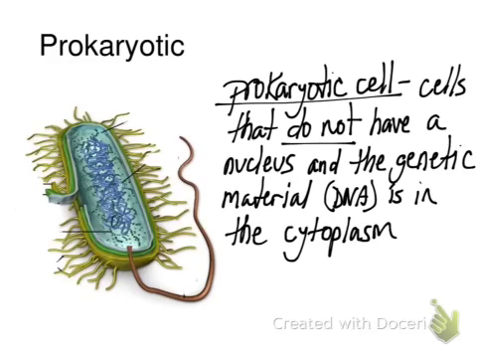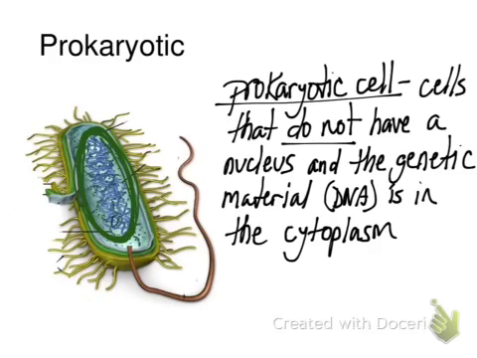A prokaryotic cell is a cell that does not have a nucleus, so it's missing that large structure in the middle. The genetic material, or the DNA, is actually stored in the middle in the cytoplasm, and we'll learn what the cytoplasm is in a minute. You can see all these loose strings and strands in the middle. That's your genetic material, and it's just stored in this light green or light blue stuff called cytoplasm.